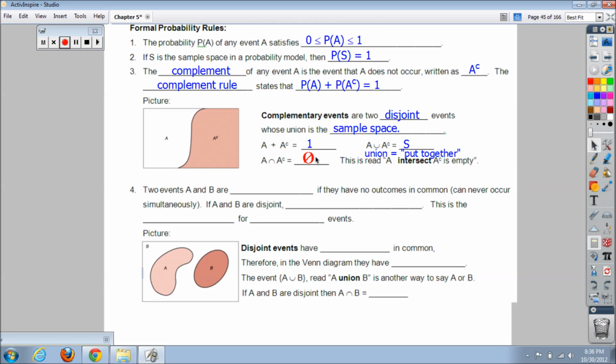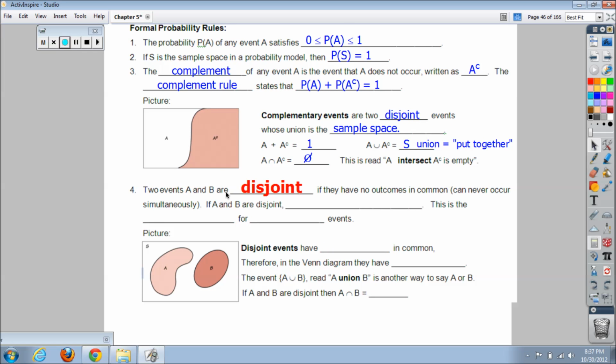We're going to use the term the empty set. The empty set means truly nothing. It basically looks like a 0 with a line slashed diagonally through it. So basically you're saying nothing. That is called the empty set, or it is referred to as the null set. There is nothing in it. There is nothing in common between A and A complement.